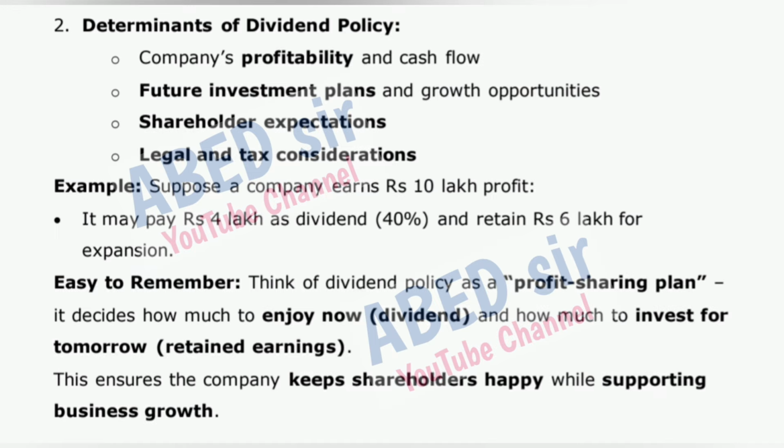Example, suppose a company earns 10 lakh rupees profit. It may pay 4 lakh rupees as dividend, 40%, and retain 6 lakh rupees for expansion. Easy to remember, think of dividend policy as a profit-sharing plan. It decides how much to enjoy now, dividend, and how much to invest for tomorrow, retained earnings. This ensures the company keeps shareholders happy while supporting business growth.